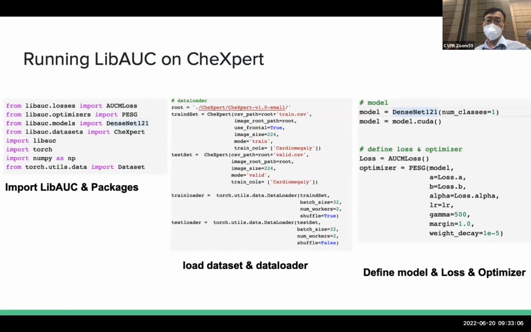Second, in this column, just define your datasets, and also define your data loader. So this is also kind of standard. And the third column here is to define your model, the neural network model, and then we have implemented functions for defining the loss and for defining the optimizer. So for different losses, you can define the different loss, and for that loss, you define the corresponding optimizer.